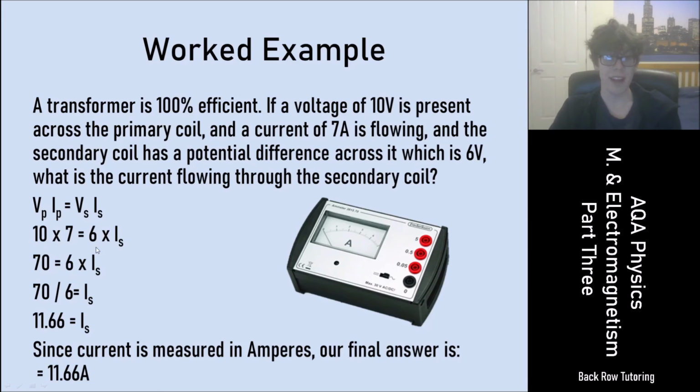Now, if we divide both sides of this equation by 6, we'll get 70 divided by 6 is equal to the current in the secondary. Current in secondary is 11.66. Since current is measured in amperes, our final answer is 11.66 amps.